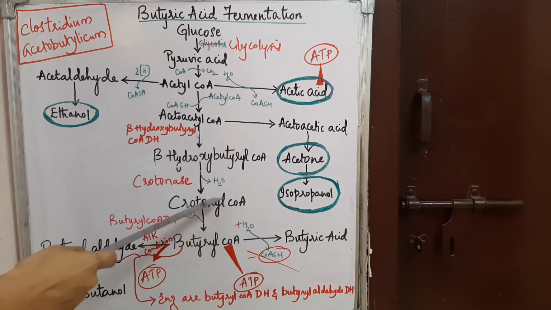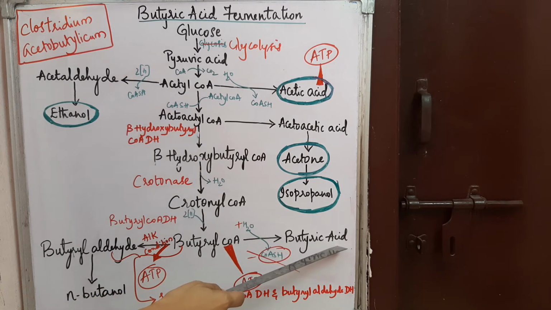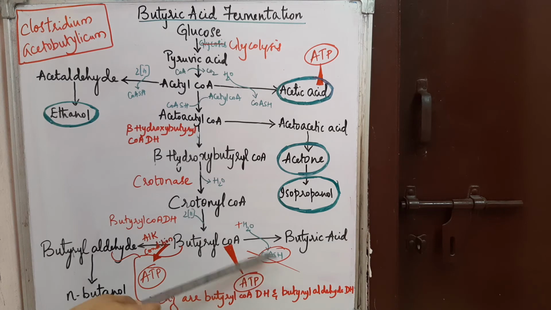This crotonyl-CoA in presence of butyryl-CoA dehydrogenase is giving rise to butyryl-CoA. Now this butyryl-CoA at one point is giving rise to butyric acid. With removal of a CoA molecule and addition of water molecule, it is forming butyric acid, right?